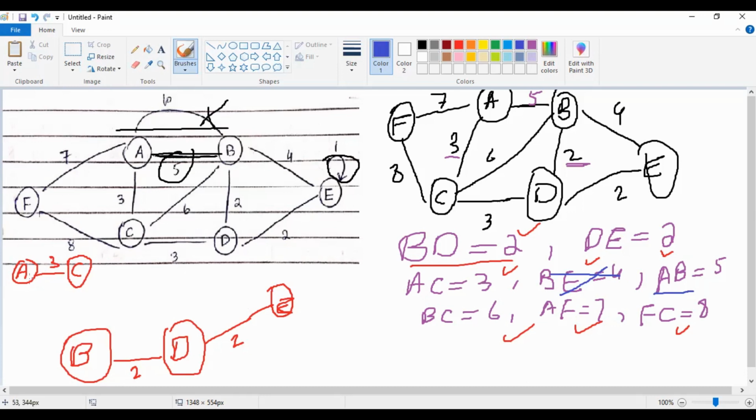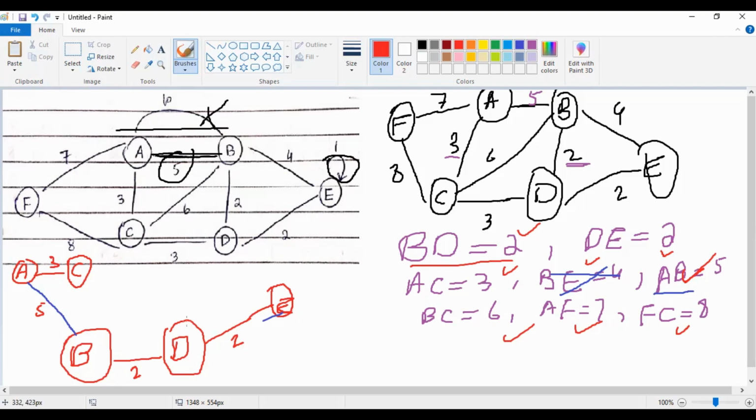Let's check it. If I connect B to E, it will again make a cycle. As you see, a cycle is making. So I am not considering it, because it is making a cycle. So we are not selecting A to B. Sorry, A to B we are selecting, because it is not making any cycle. I'm sorry for that. A and B we are considering because it is not making any cycle. So we have ticked this one. A and B we have selected with the weight of 5. So B is not making a cycle.